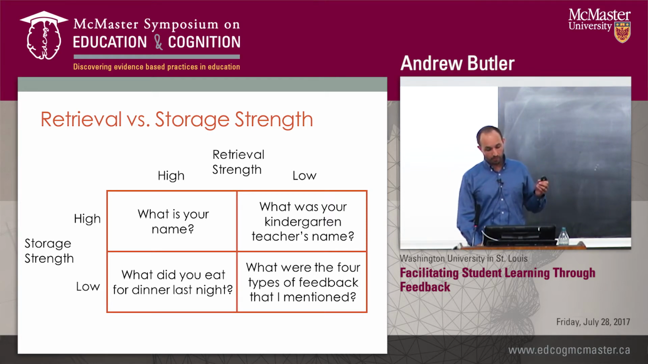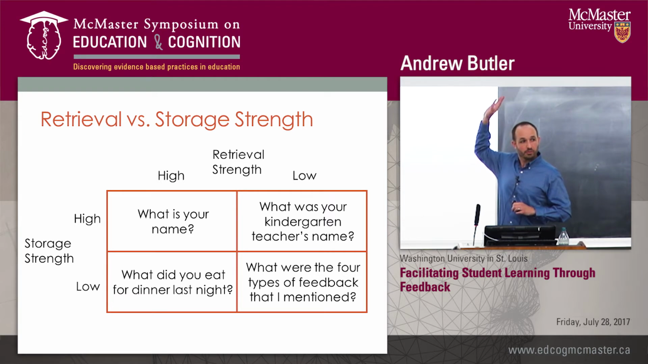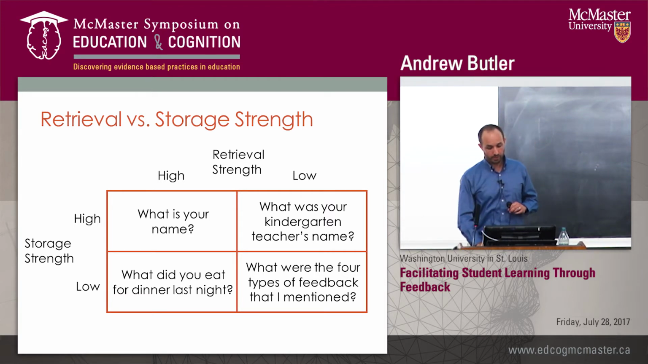And finally, what were the 4 types of feedback that I mentioned? Some people laughed. Well, this is probably something too that maybe is low in retrieval strength, low in storage strength. It might be hard to get to. You might not be able to get to it.